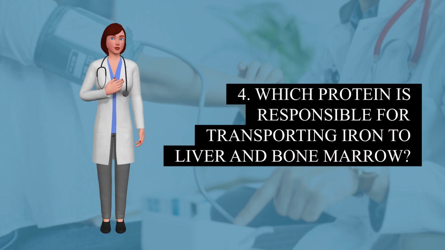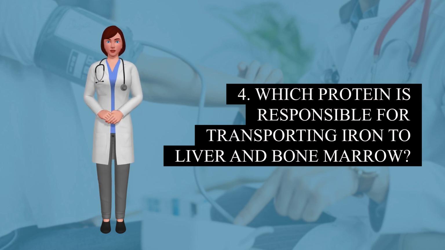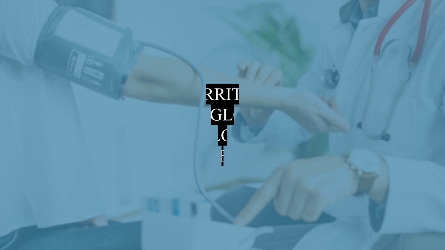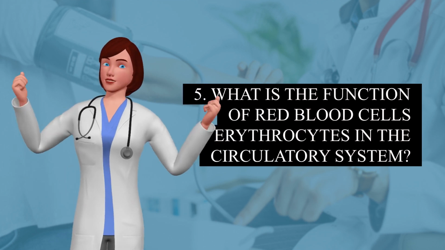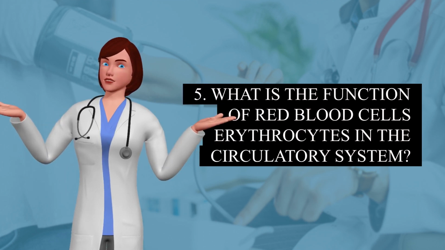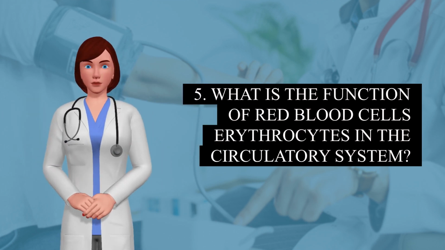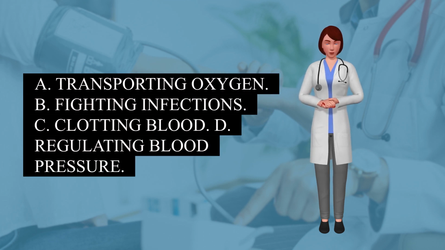4. Which protein is responsible for transporting iron to liver and bone marrow? A. Ferritin. B. Hemoglobin. C. Myoglobin. D. Transferrin. 5. What is the function of red blood cells, erythrocytes, in the circulatory system? A. Transporting oxygen. B. Fighting infections. C. Clotting blood. D. Regulating blood pressure.